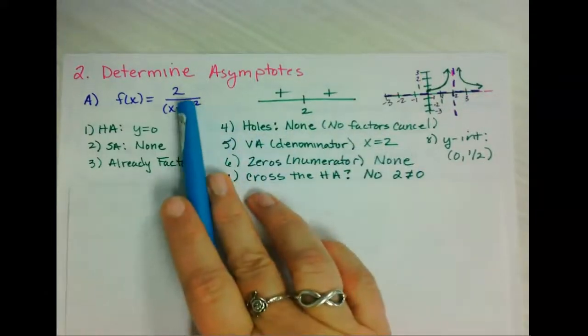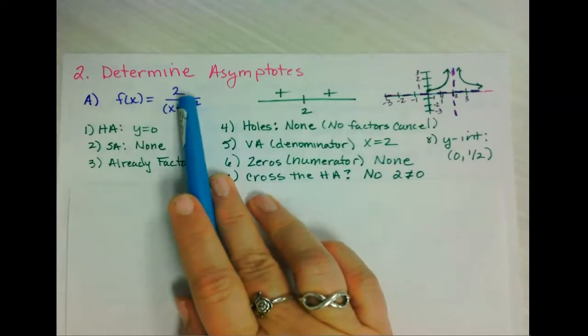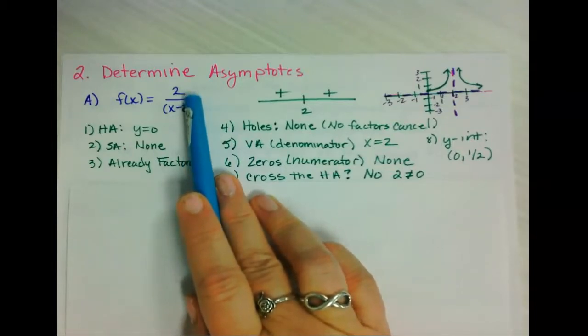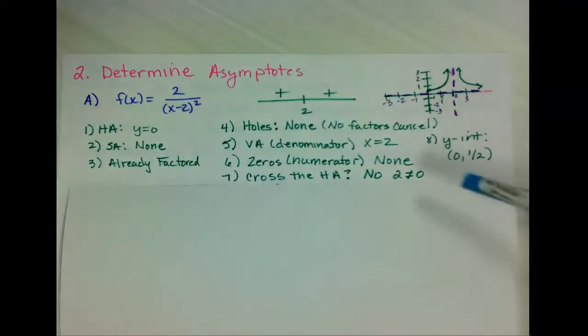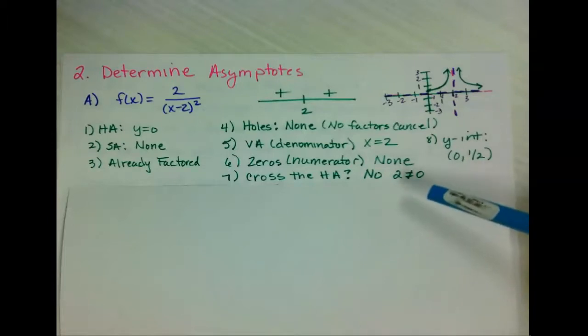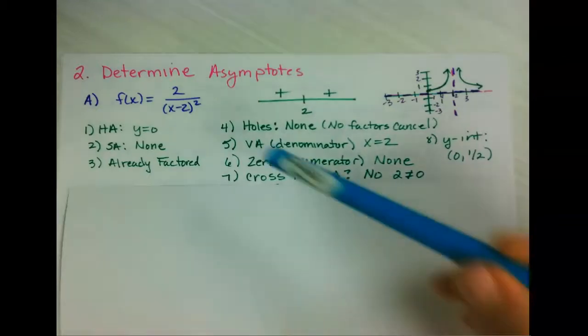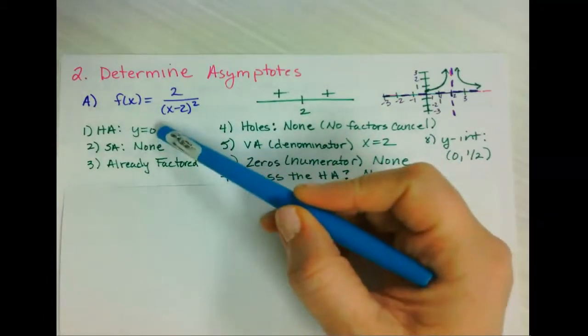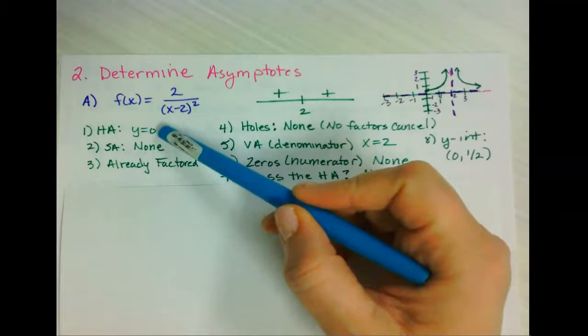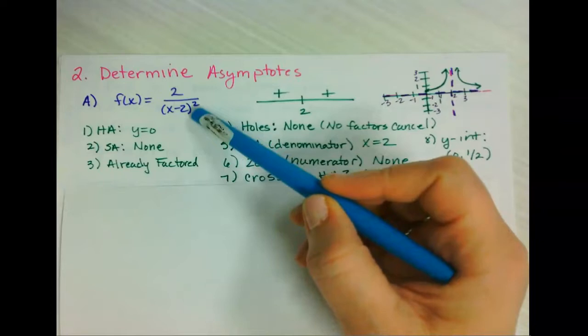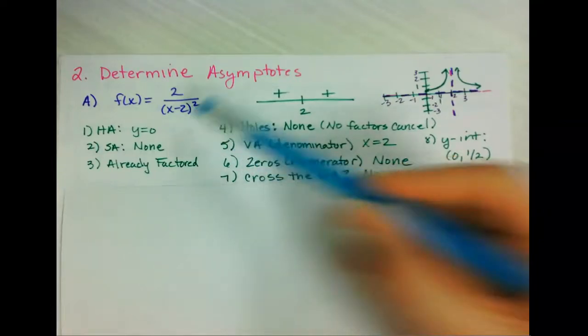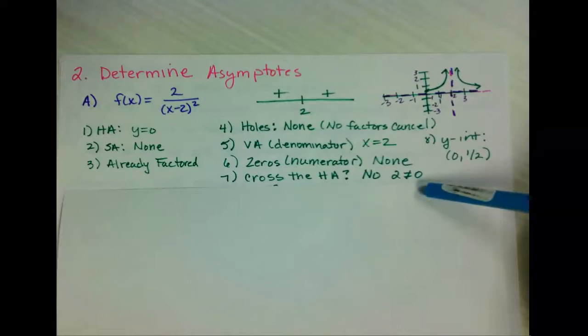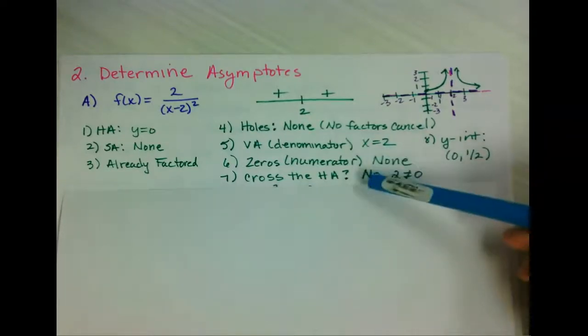Then I look in the top, and there are no degrees up there, or if you want to think of it as x to the 0 power, you could. But there's no x's in there to plug into, so there are no zeros. Does it cross the HA? Well, to do that, I set up a proportion. So my horizontal asymptote is 0, so I would say 0 over 1, because you can make any fraction or any whole number into a fraction by putting it over 1. And then I would set it equal to this. And when I solve that, then I get 2 equals 0, which can't happen, so now I know it doesn't cross.